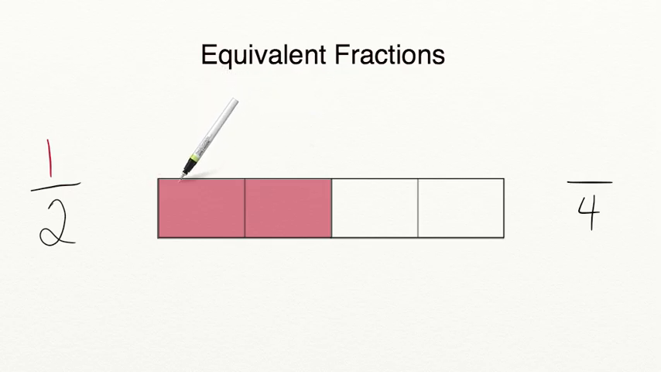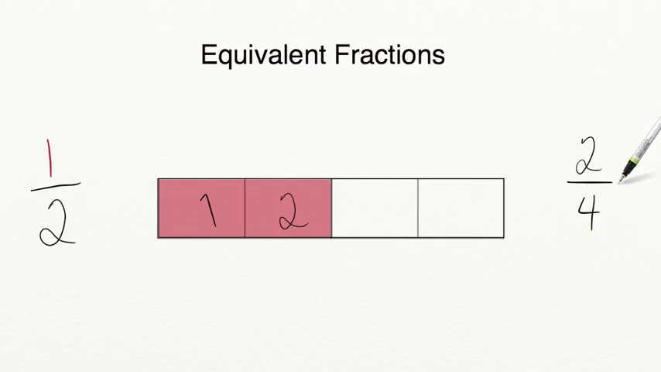But as you can see, we still have the same area shaded. We just broke it into smaller pieces. So I have 2 parts shaded. So that means I have 2/4 of this fraction bar shaded. So an equivalent fraction is telling me that these have an equal value to each other, that 1/2 is equal to 2/4. The only difference is the size of the pieces.